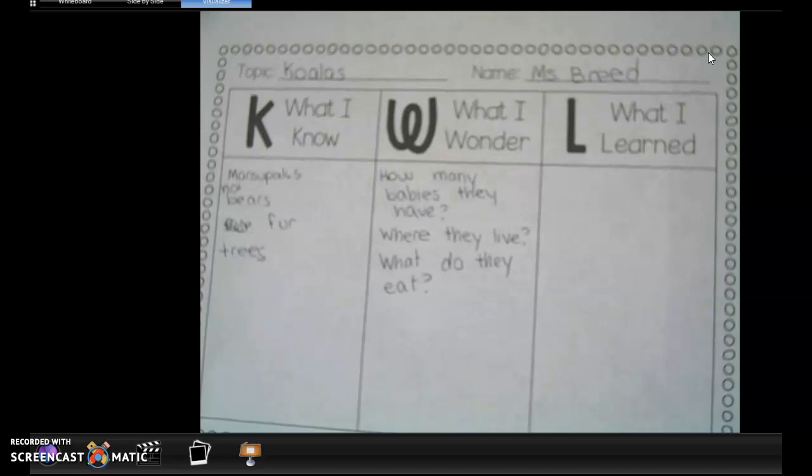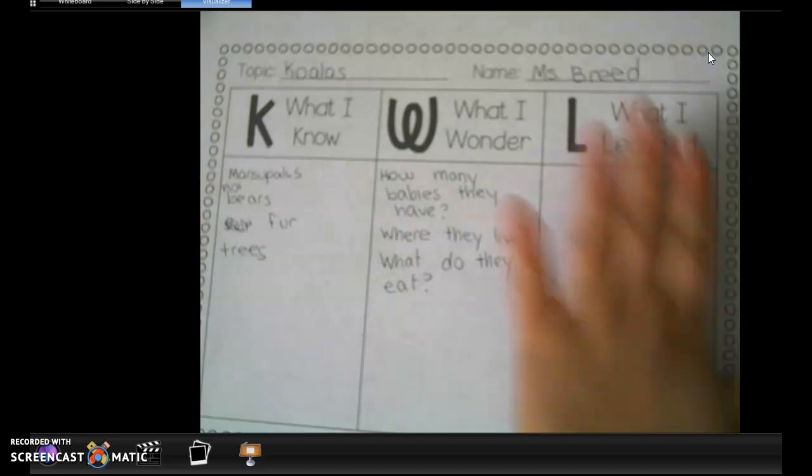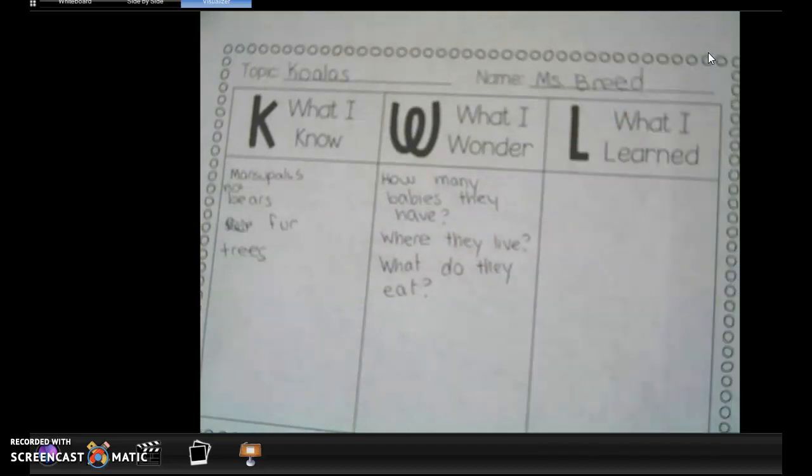So that's how you're going to fill out the KWL chart. All I want you to fill out this week is your know and wonder. Do not worry about the learned section. We're going to leave that blank, and at the end of the project, we're going to come back and revisit this and add to our learning.